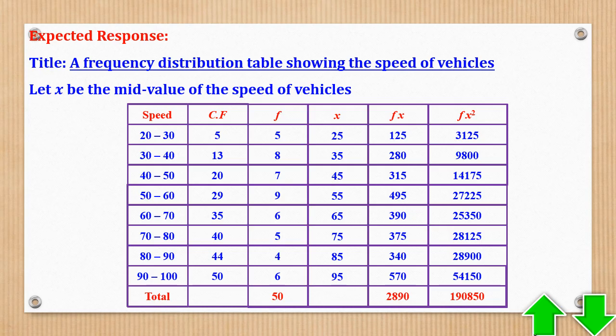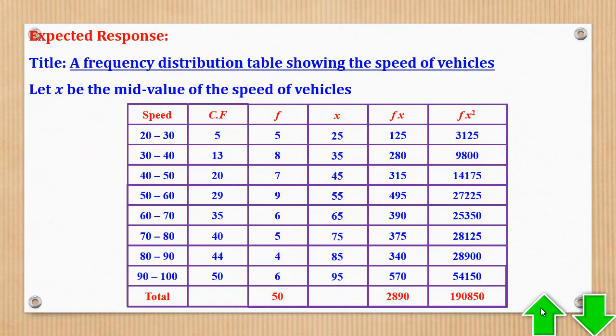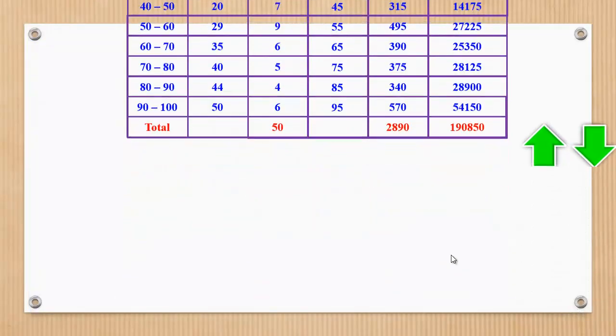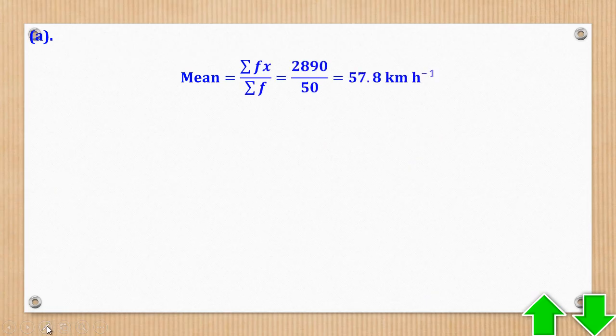So now that we have tabulated, we can now start answering the tasks. The first one is to assist the chairperson to determine the average speed at which the vehicles pass the checkpoint. So the formulas are available in the logbook. So code the formula correctly, substitute and get the output.